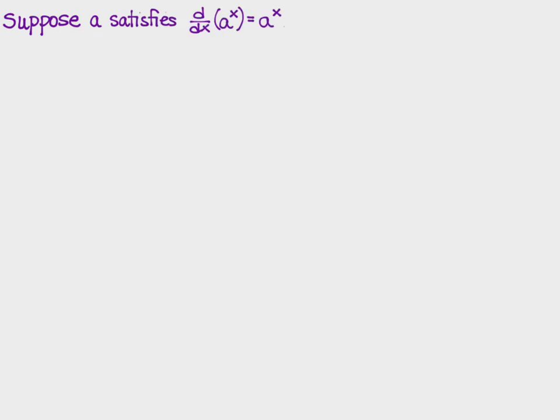Suppose a satisfies that d by dx of a to the x equals a to the x. That means that the limit as h goes to 0 of a to the x plus h minus a to the x over h is equal to a to the x. That's the limit definition of the derivative.